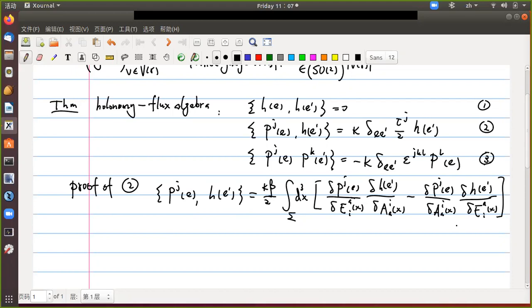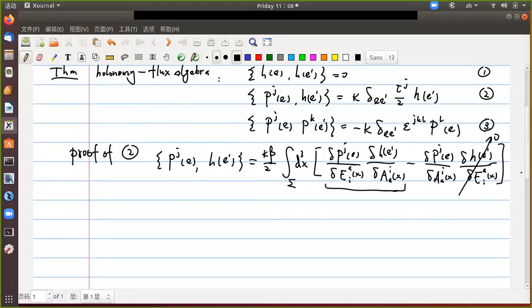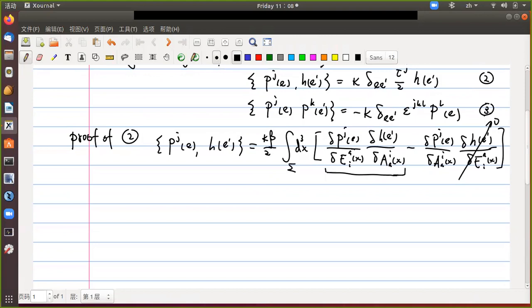Now you can see that the last term vanishes in this calculation, because h is a function of A only, so it has no derivative with respect to E. This term is just 0. So we only consider the first term in our calculation. Now we just need to compute the functional derivative of the flux with respect to E and the functional derivative of the holonomy with respect to A. This is something we compute.